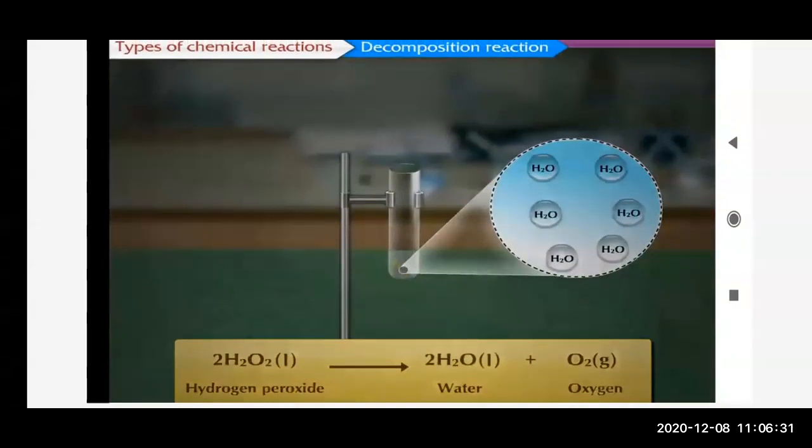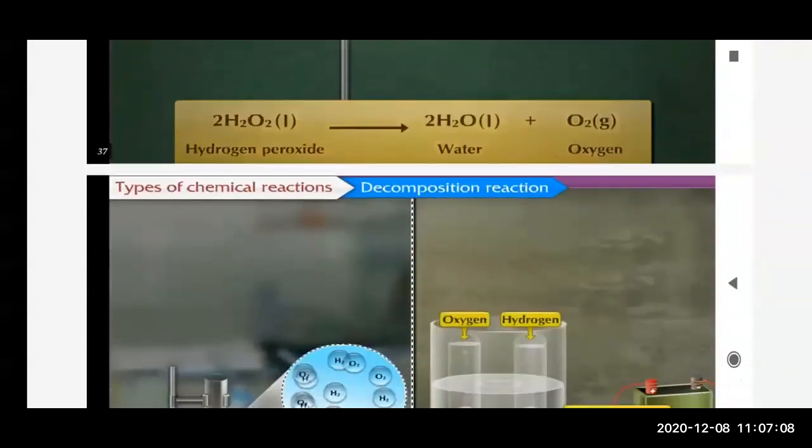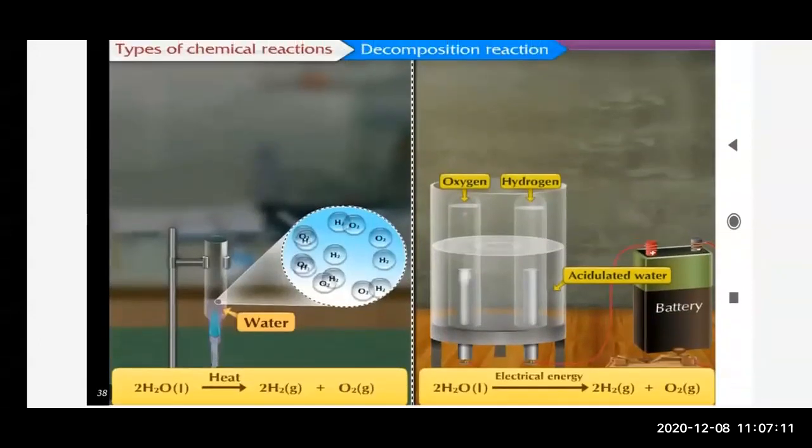Similarly, in another reaction, hydrogen peroxide naturally undergoes slow decomposition reaction into water and oxygen. So when hydrogen peroxide undergoes decomposition, what is formed? Oxygen and water. The formula for hydrogen peroxide is H2O2. It is in liquid form, and when it decomposes, water and oxygen gas are formed, right? So here also in this reaction, you can see there is only one reactant, and two products are formed, that is water and oxygen.